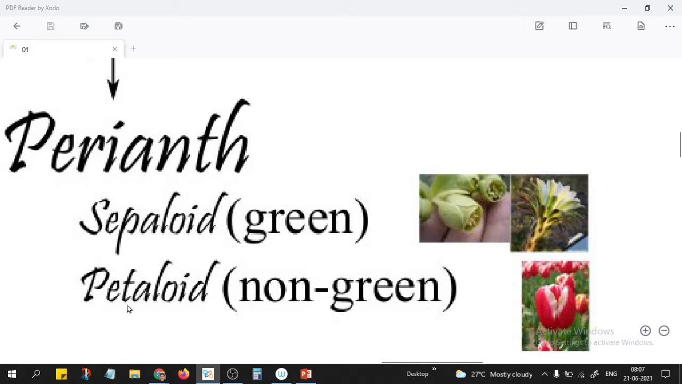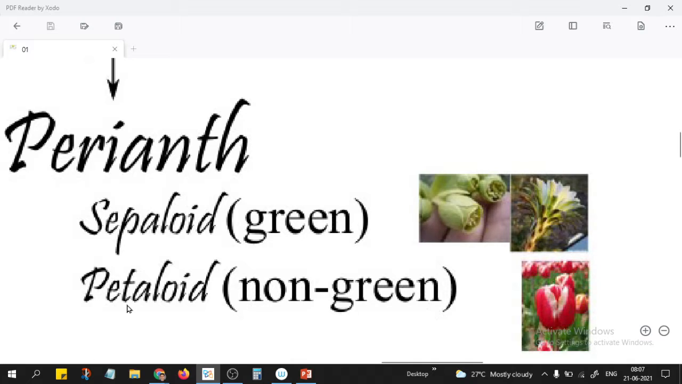So these are the 2 outermost whorls of the flower, which we say are the non-essential whorls. They are not essential, they are not directly involved in the reproduction. The direct involvement in the reproduction is by the gynoecium and androecium, therefore they are known as the essential whorls of the flower.